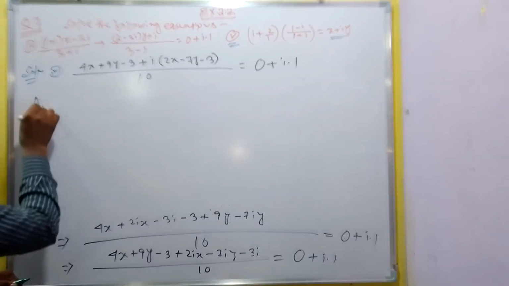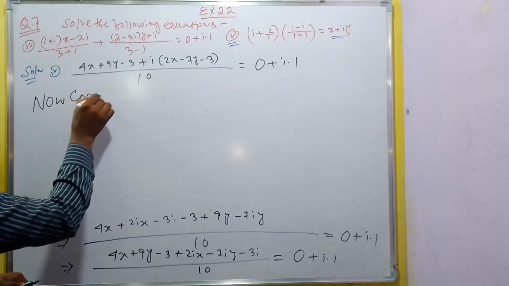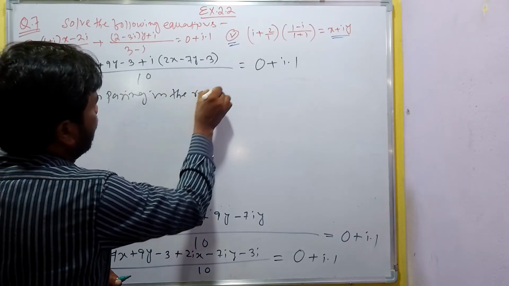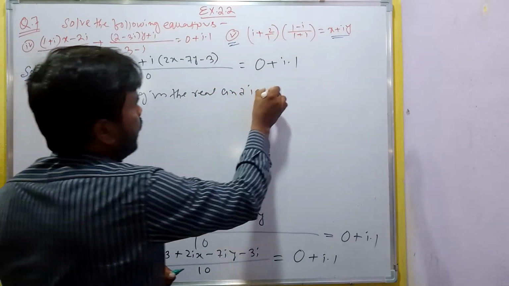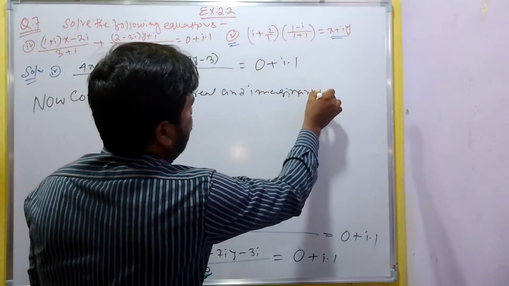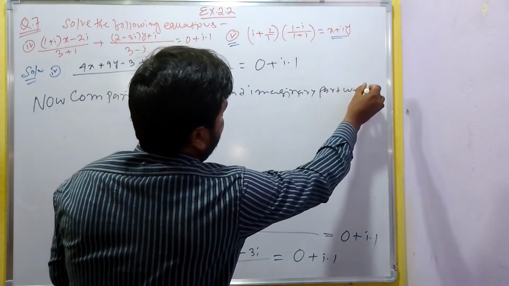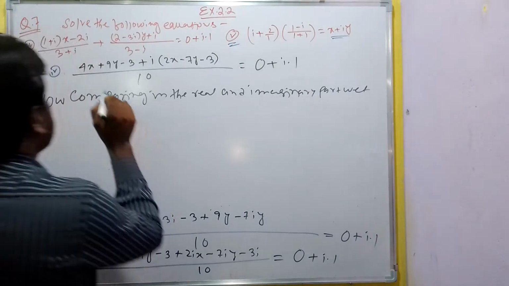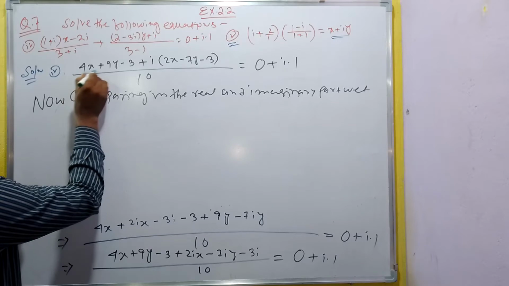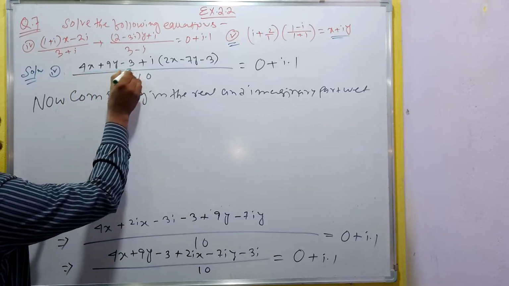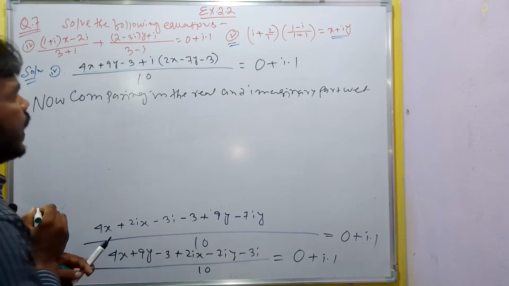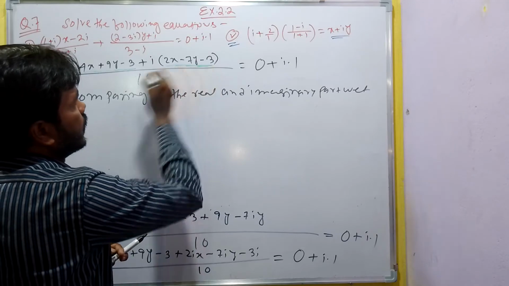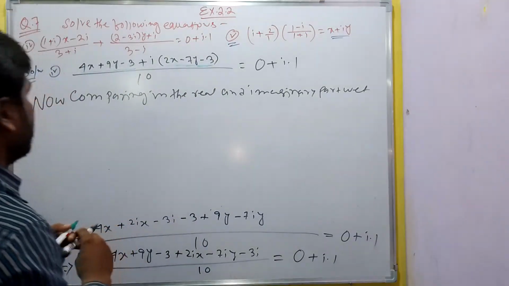Now comparing the real and imaginary parts, we get. Now you can see which one is imaginary and which one is real. This one is the real part: 4x + 9y − 3. And this one, i(2x − 7y − 3), is the imaginary part. So you can write them separately.